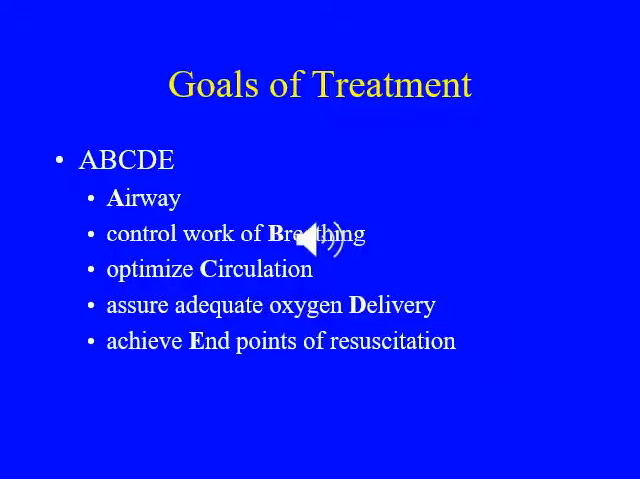Goals of the treatment. We have to manage and treat patients presenting with shock in an ABCDE order. A stands for the airway. We have to maintain a clear, patent airway. B is for the breathing. We have to control the breathing. C is the circulation. We have to optimize the circulation either by inotropes, fluids, or vasopressors. D is to assure adequate oxygen delivery. And E is to achieve endpoints of the resuscitation.